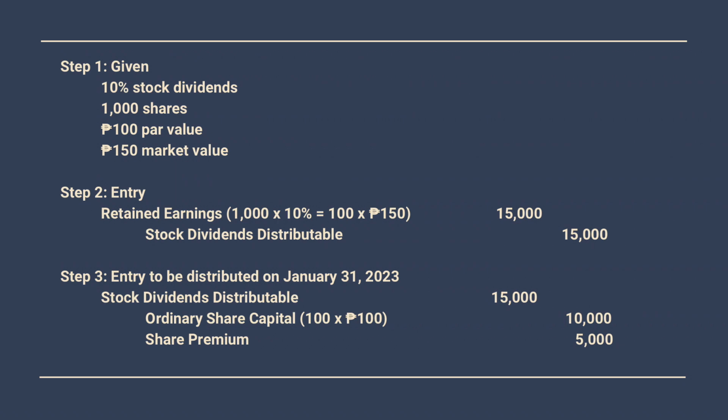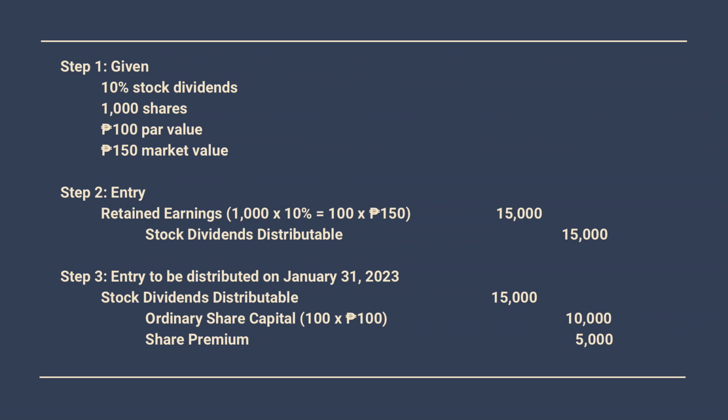So, our debit here is the retained earnings. First, we will multiply the 1,000 shares to 10% stock dividends and we will get the answer of 100. And after that, we will multiply the 100 to 150 pesos market value and we will get the value of 15,000. Credit is stock dividends distributable, 15,000.